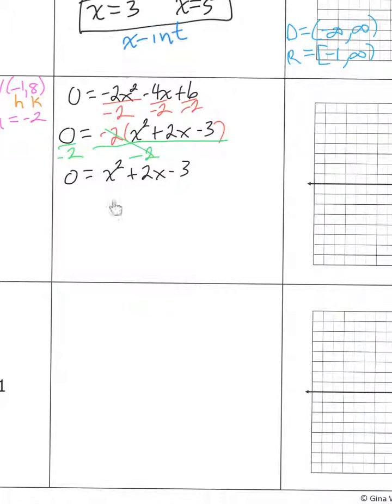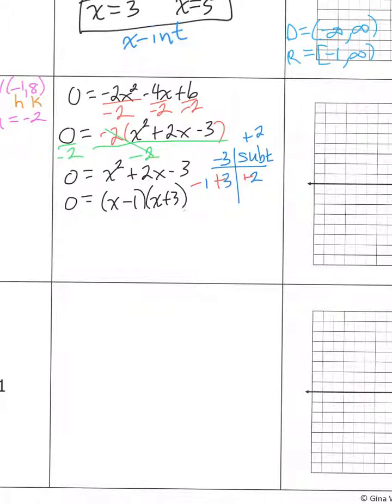So I don't have anything in front of here, so I'm going to take the factors of 3 that subtract to give me 2. So 3 is negative, so that's why we're subtracting. And I'm looking for positive 2. Well, there's only one set of factors for 3, and fortunately they subtract to give you 2. So my 2 is positive, so the bigger has to have that sign. The 1's going to have to be negative. So 0 is equal to x minus 1 times x plus 3.